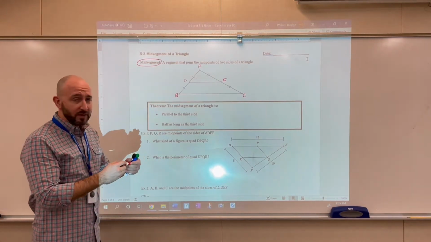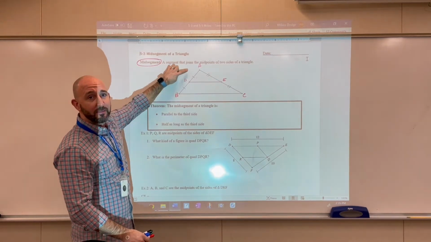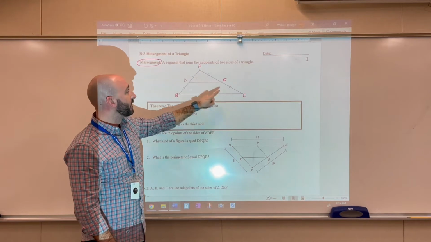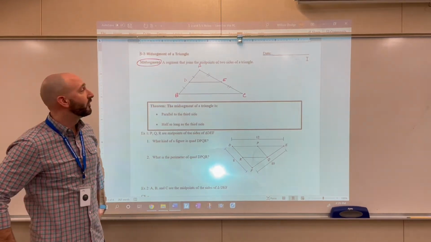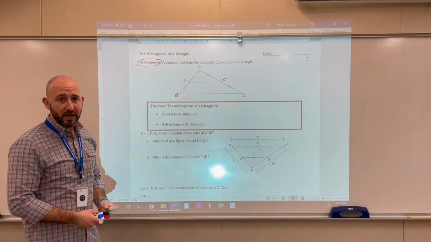as we can clearly see by the markings, point D is the midpoint of segment AB or side AB. Point E is the midpoint of segment AC or side AC. So DE is connecting the midpoints of those two sides.